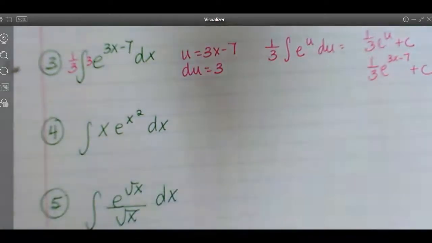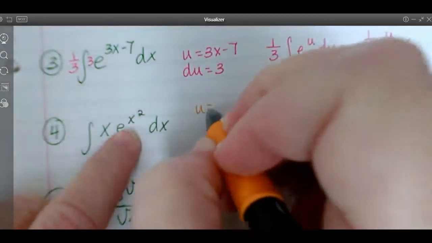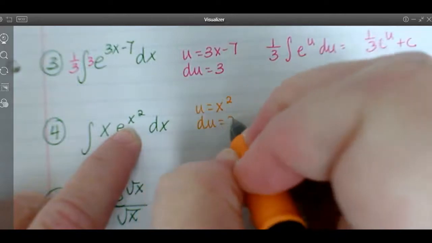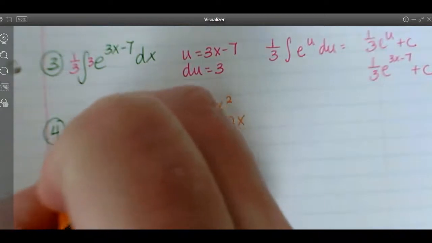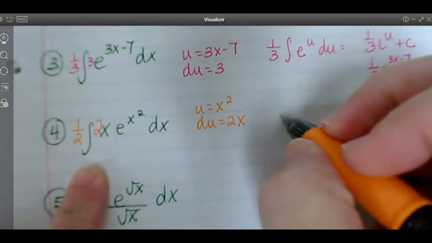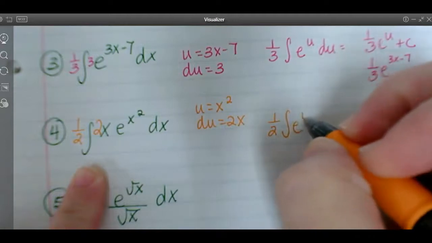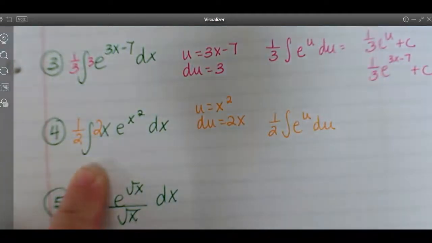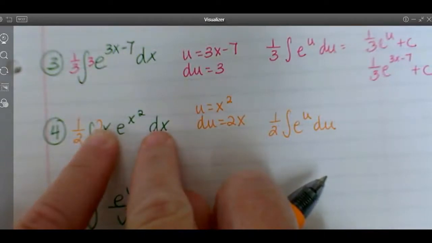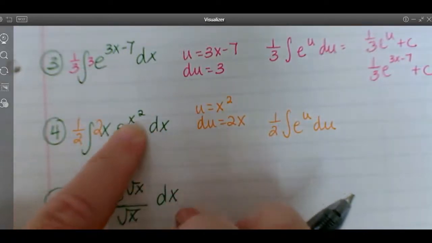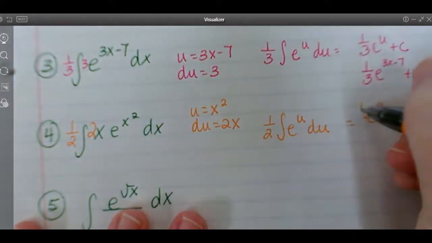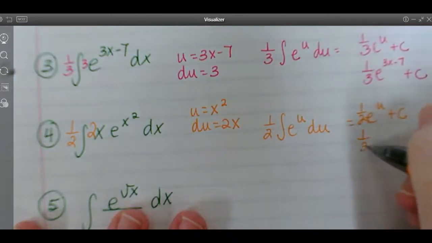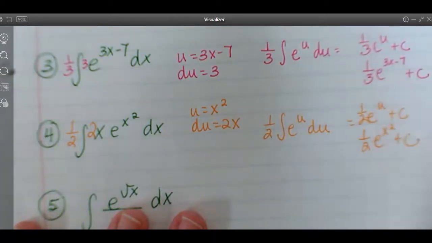Alright, so another similar type of problem, we're going to let u be the power. So du would be the 2x. Notice we have an x but not the 2, so put the 2 in, take the 1/2 out. So 1/2 integral e to the u, because all of that's du. And then so we just have e to the u. Well, again, we know that that's e to the u with a 1/2. Plug back in what u is. And then that's our answer.